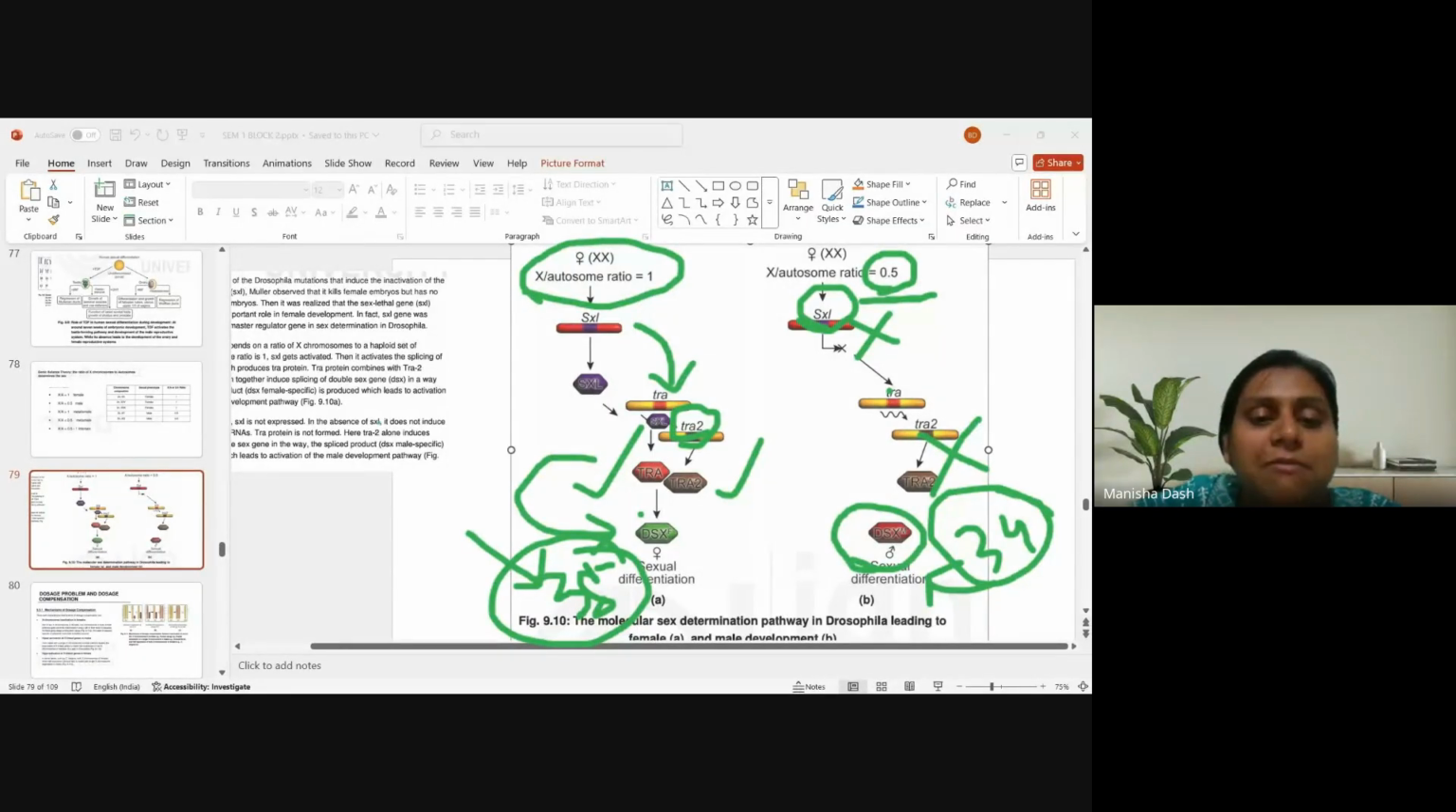So the ratio here determines how exactly the gene should be expressed and which type of sex differentiation protein should be produced. If the ratio is 1, this cascade of genes will be activated and the female specific protein will be produced. If the ratio is 0.5, there will be no expression of the SXL gene, and due to the absence of SXL, no TRA will be activated, and ultimately the male specific protein will be produced.